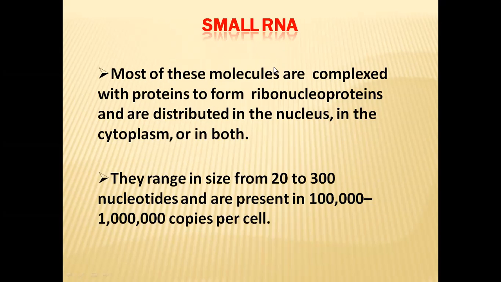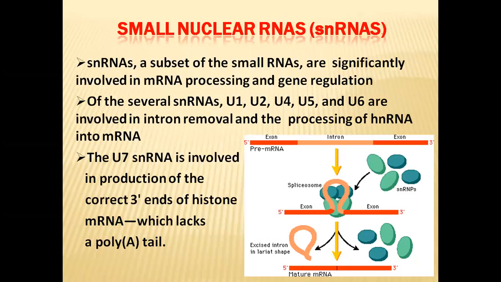And apart from these three major RNAs, several small RNAs are also present in the cells. The size or length of these small RNAs varies from 20 to 300 nucleotides, and many copies, ranging from 1 lakh to 10 lakh copies, are present in each cell. They are present both in the cytoplasm and nucleoplasm. Let us see what those small RNAs are.